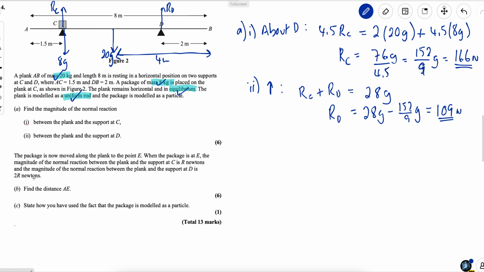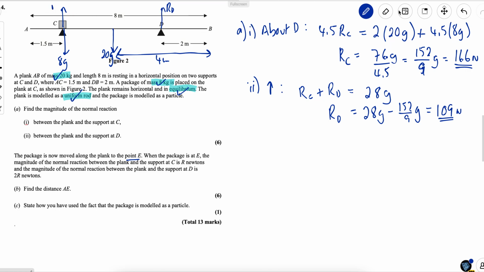For part B, the package has moved along the plank to E. When the package is at E, the magnitude of the normal reaction between the plank and the support at C is R, and the magnitude of the normal reaction between the plank and the support at D is 2R. So it's worth drawing another diagram, or maybe initially just marking these on in pencil. It's easy for me because I can just rub these out.